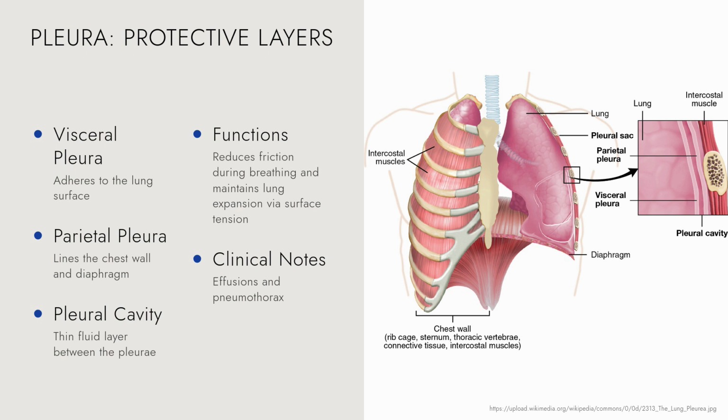Pleura, protective layers. The pleura are double-layered membranes encasing the lungs. The visceral pleura covers the lung, while the parietal pleura lines the thoracic cavity. The pleural cavity between them contains a small amount of fluid, minimizing friction, and using surface tension to keep lungs inflated against the chest wall.